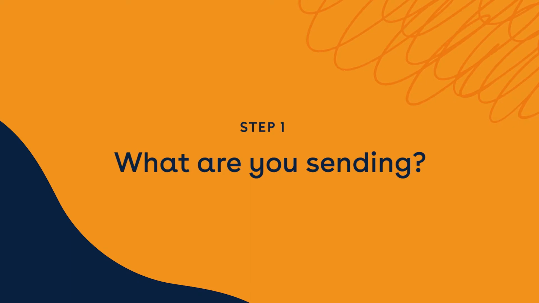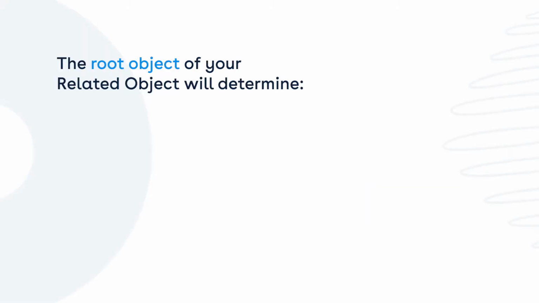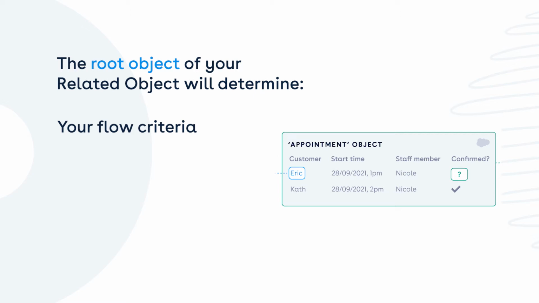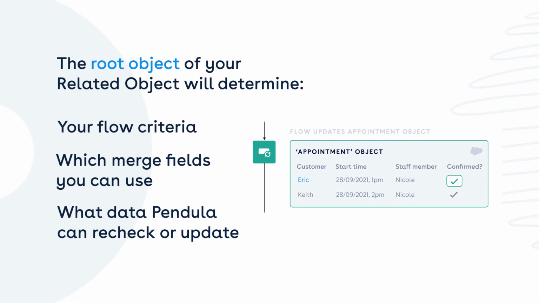Firstly, you'll want to confirm what you are going to use your related object for, as this will inform which object in your data structure it will be based on. We call this object your root or triggering object. The root object will determine a few things, such as which fields you can reference within your flow criteria, which merge fields you can use within your template, and which fields Pendula can recheck or update within a flow.